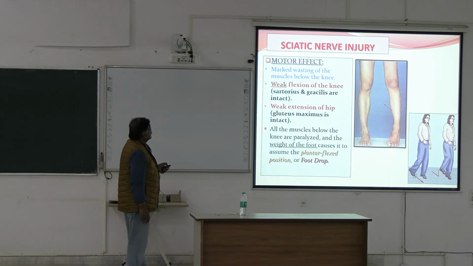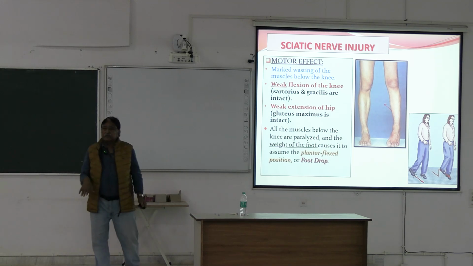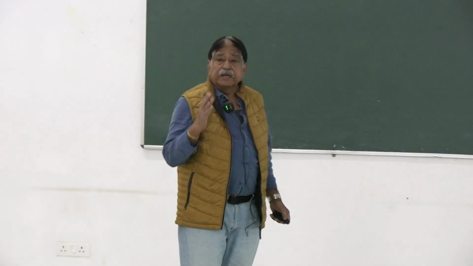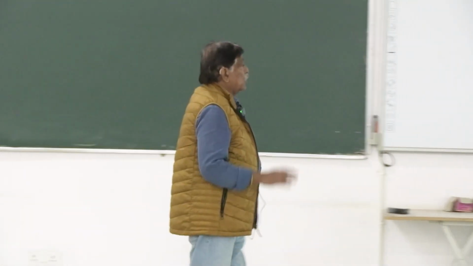Now, motor effect: marked wasting of the muscles below the knee, weak flexion of the knee, sartorius and gracilis are intact, weak extension of the hip, gluteus maximus is intact, and all the muscles below the knee are paralyzed. The weight of the foot causes it to assume the plantar flexed position, or foot drop. It becomes a foot drop like this. So that's a severe injury, or the thing was not managed properly.